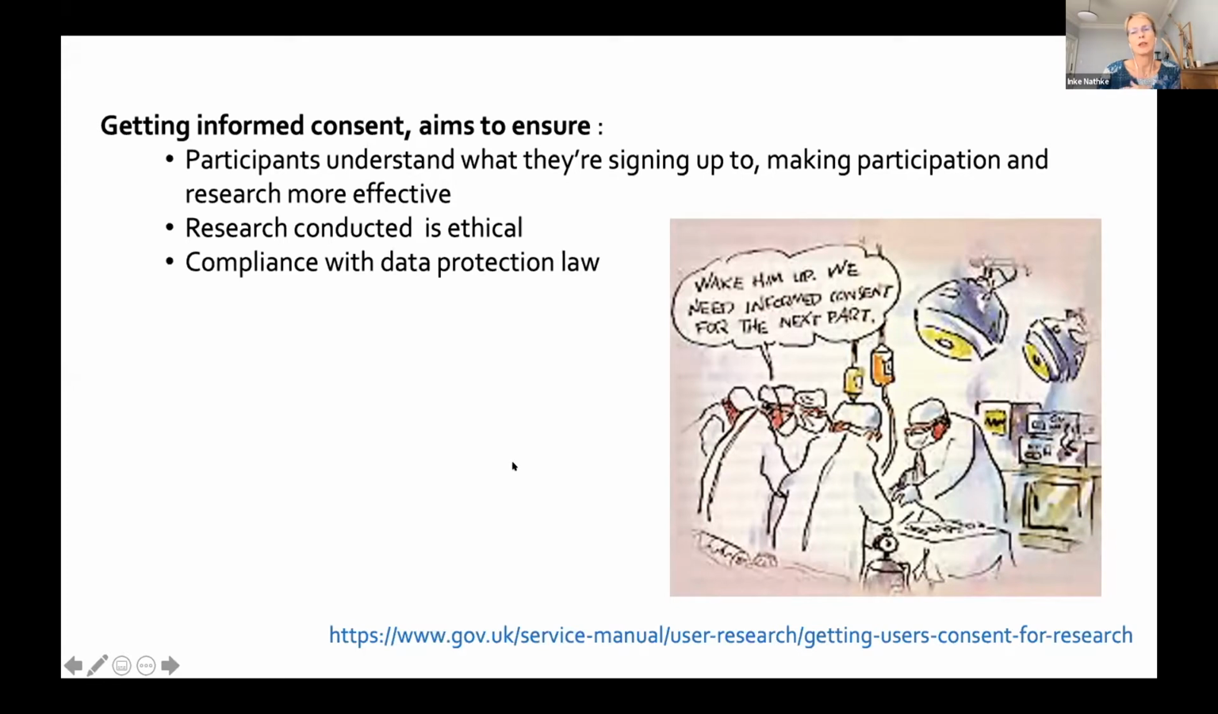And of course, it's incredibly important to do this before one does anything, in fact, while one thinks about starting a study. I really like this cartoon. He says, wake him up, we need informed consent for the next part. That's not very helpful, and it certainly doesn't make for very good research. One doesn't think about these things beforehand.